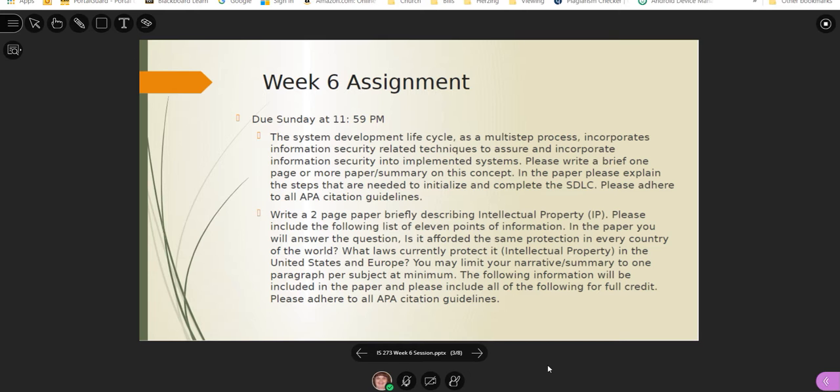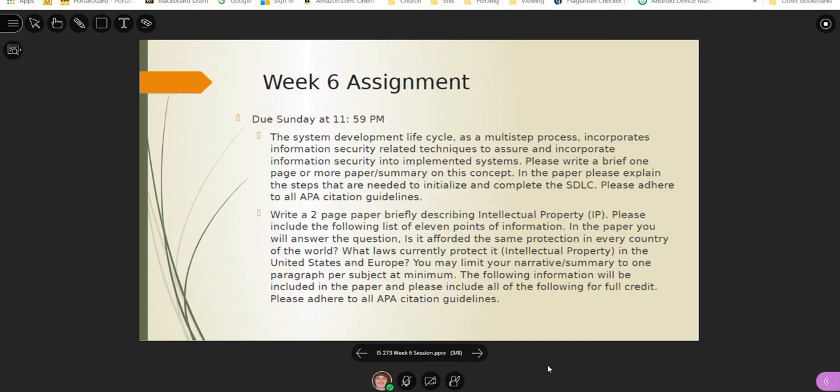I've gone over this before, and I do check the HU APA tip sheet, so if you need help, that's where you should turn. Then you're to write a 2-page paper briefly describing intellectual property. Please include the following list of 11 points of information. In the paper, you will answer the question: is it afforded the same protection in every country of the world? What laws currently protect it, meaning intellectual property, in the United States and Europe?